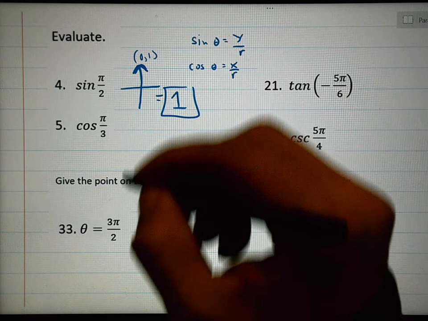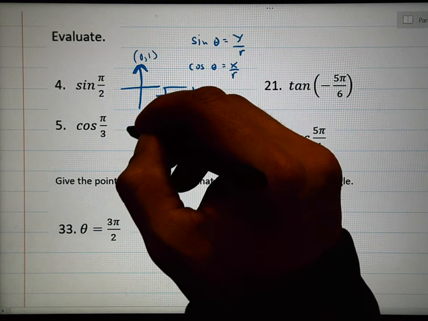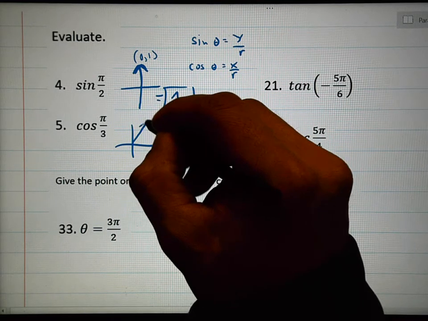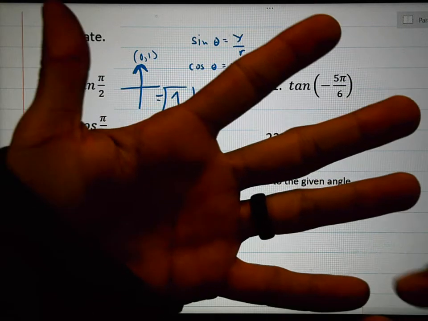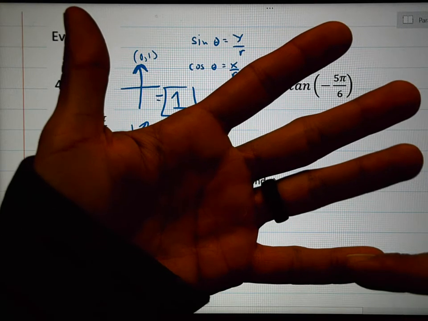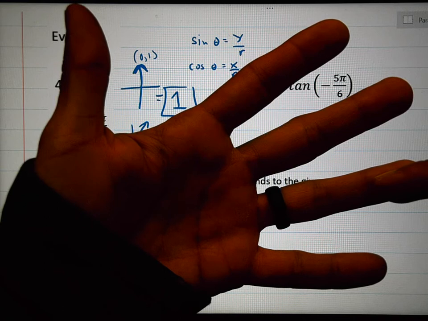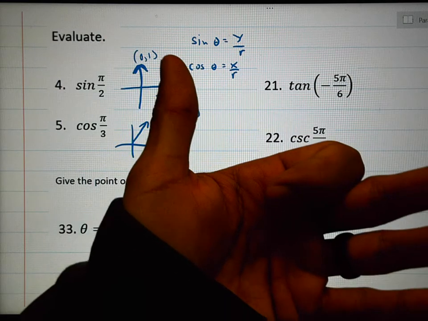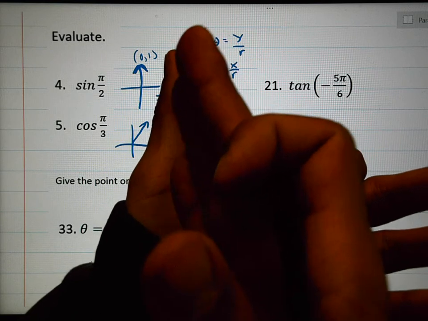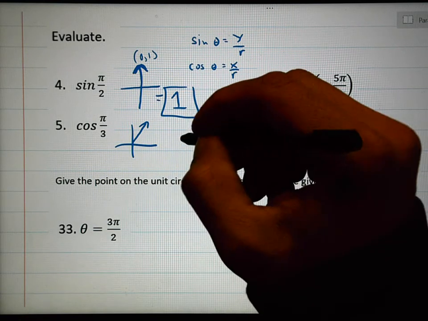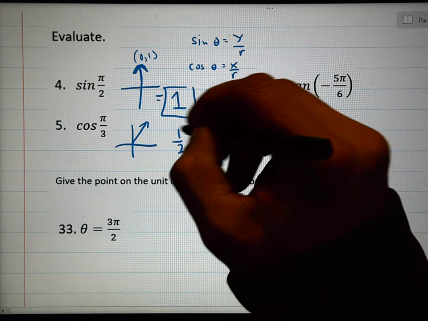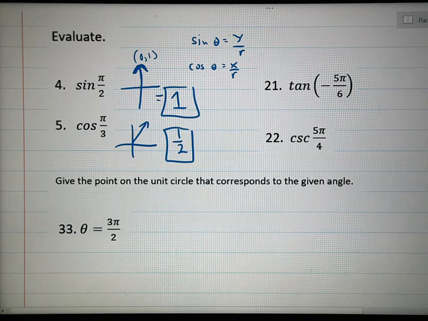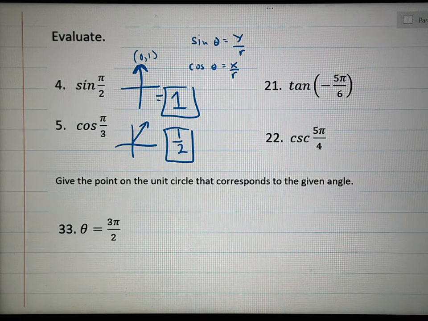Number 5, pi over 3. The hardest part about students knowing pi over 3, I always go back to my hand and I say 0 radians, pi over 6 radians, pi over 4 radians, pi over 3 radians is this hand. How many fingers, square root of fingers over 2 is? And that's your answer. That's it. There's no more work than that, really.